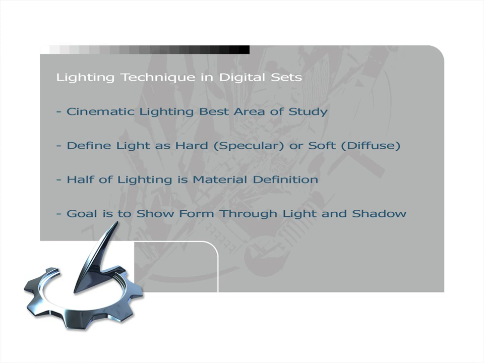So we don't have these tools per se in CG, although GI begins to give us, with photon transport, potentially some of these techniques. But nonetheless, without these tools, we at least need to have an understanding of how these tools are used and what the effects of that lighting is so that we can incorporate that into our range of tools in CG. But half of the battle in lighting is that of material definition.